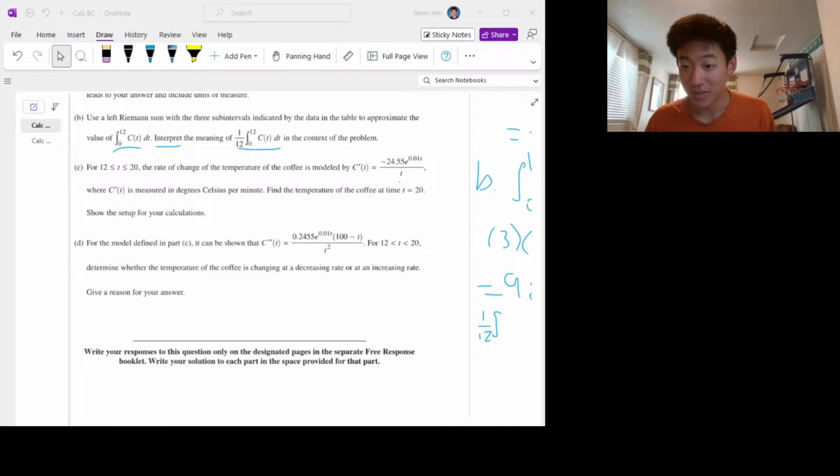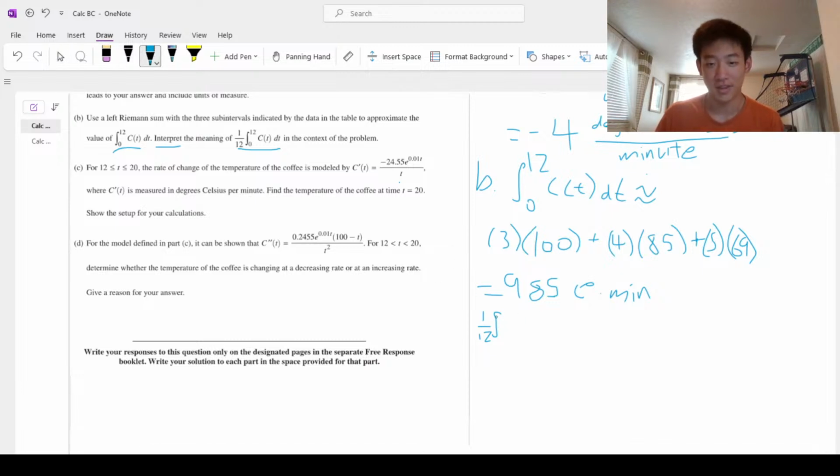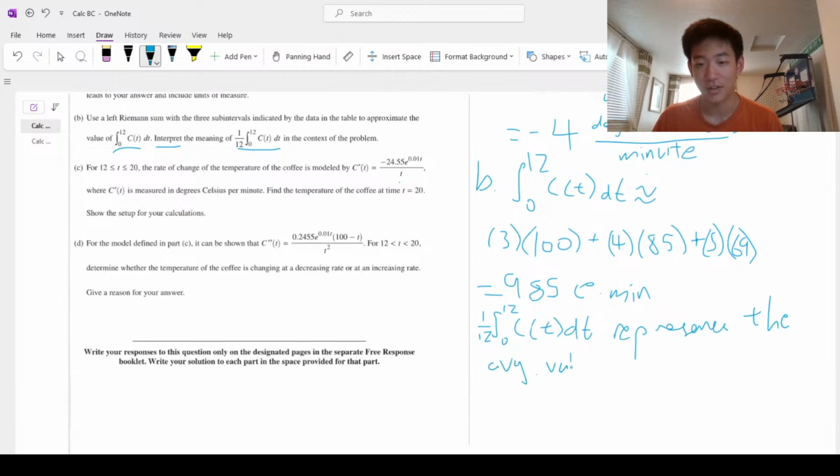All right, George said, do you think it's okay if I write the average value of the function of the temperature of coffee at a given time t? So the average value, usually what that refers to is over the entire interval. So I don't know, if I was a table reader, I'd probably give you the point just for saying the average value. But this integral here represents the average value.